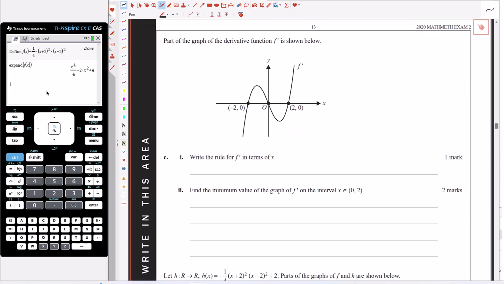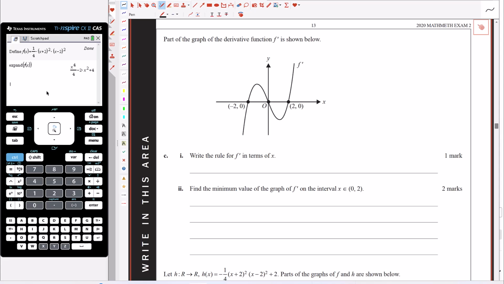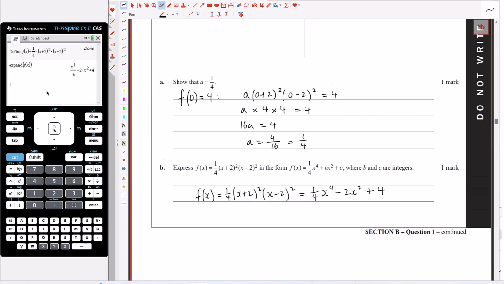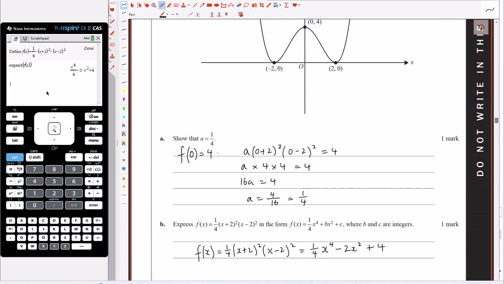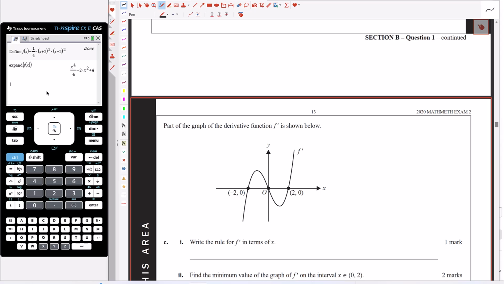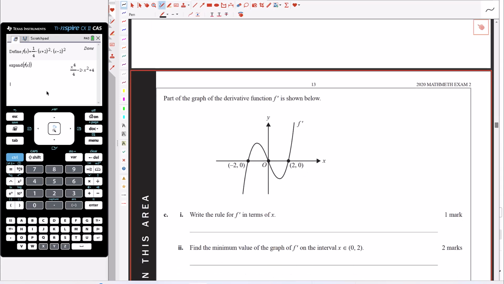Okay, part of the graph of the derivative function is shown below. Okay, so that makes sense. We know that there are turning points at -2 and 2 and also at 0. So our derivative function has x-intercepts at those 3 values. So the derivative is 0 at those 3 values. So everything looks right here. Write the rule for f dash of x in terms of x.